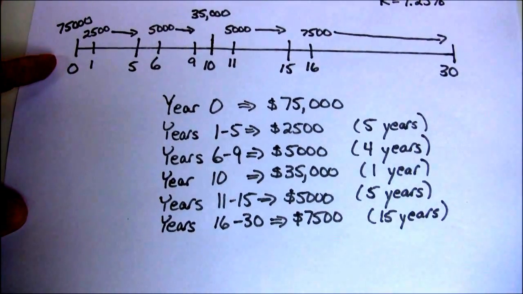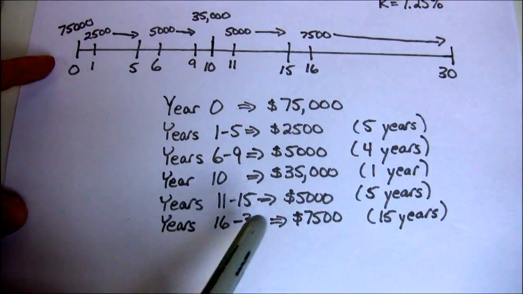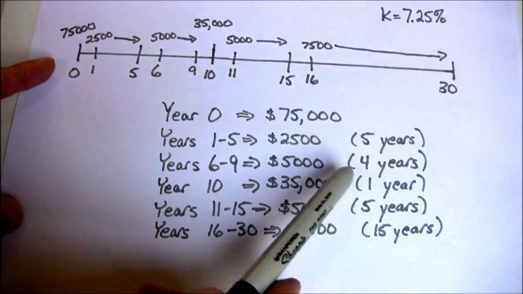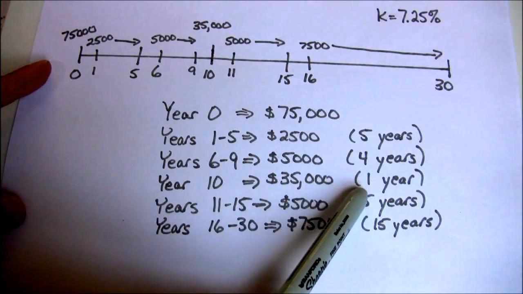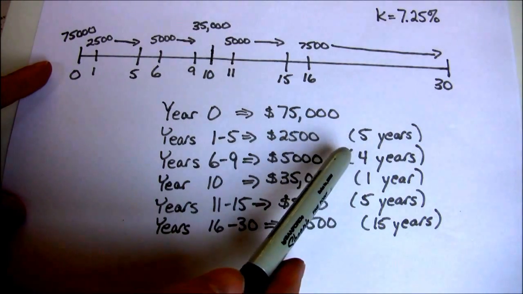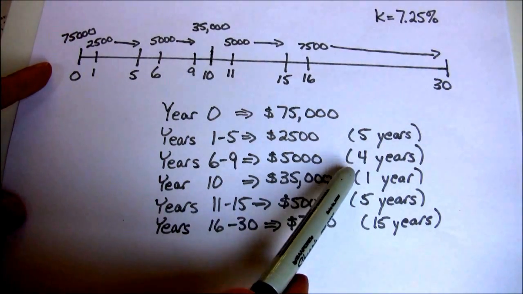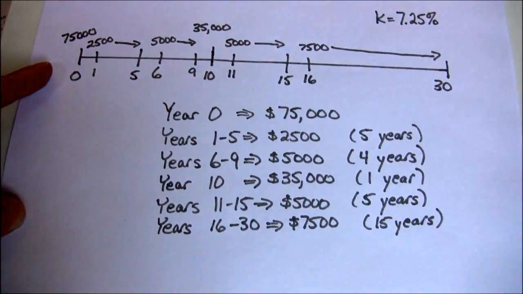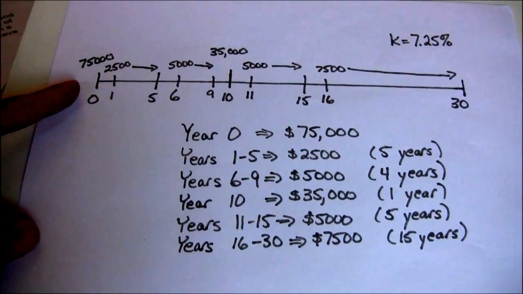Again, another way to double check that you've got your year counts right. Remember, we've got a 30-year timeline here, stretches out to 30 years. So let's add up our total frequencies here. 5 plus 4 is 9, plus 1 is 10, plus 5 is 15, plus 15 is 30. That's a match. So we've got all the years accounted for.